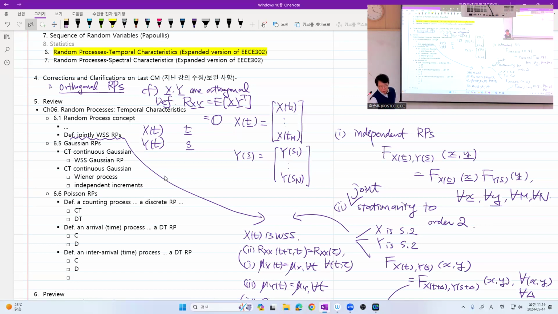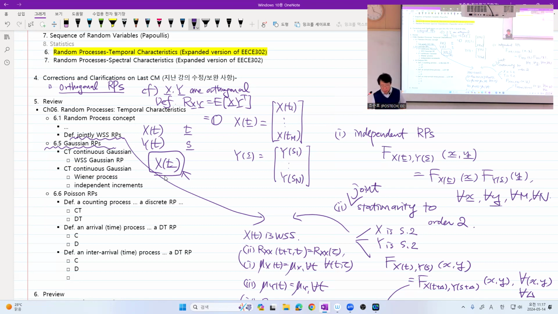Anyway, let's recall our definition. What was that? Again, we rely on Kolmogorov's approach. So we take an integer n, and we find an n tuple t, and then what? We consider a random vector x of t underscore. If this random vector is a Gaussian random vector for any choice of n and for any choice of n tuple, then this process is Gaussian. Got it?